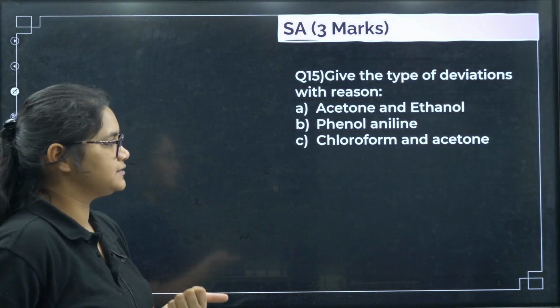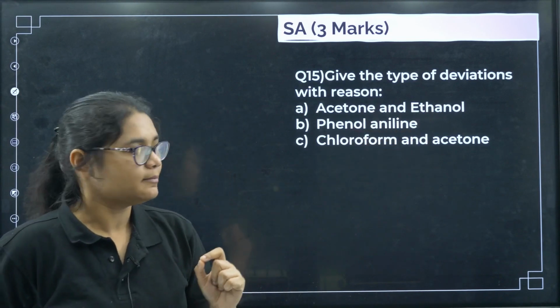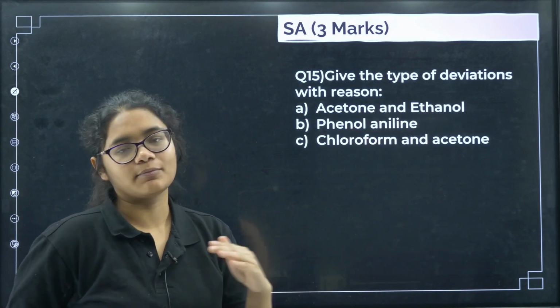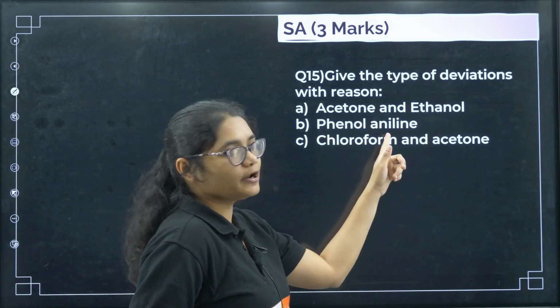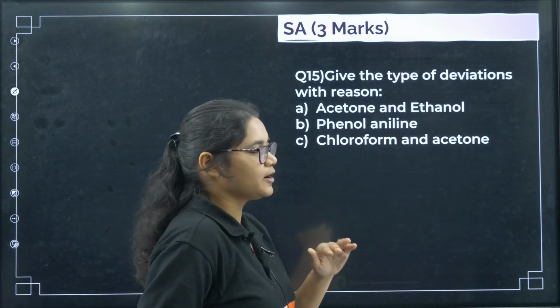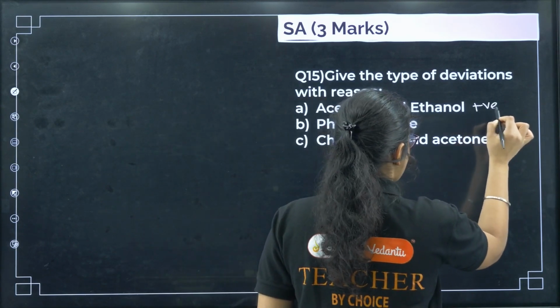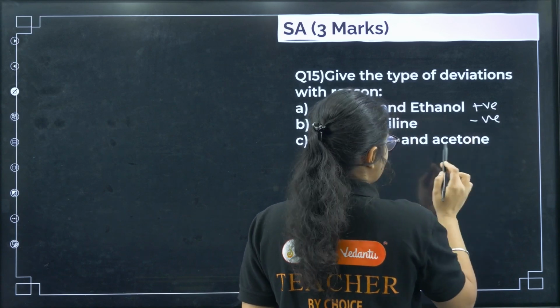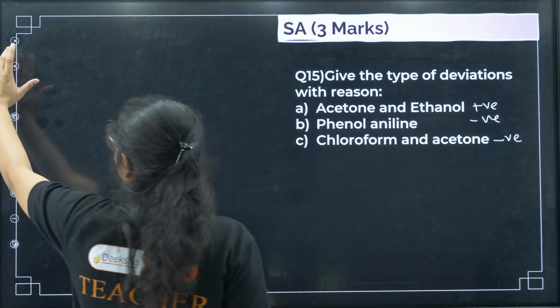So first is your acetone and ethanol. So you know in ethanol we have strong hydrogen bonding, but when you add acetone to that, the bonding is disrupted. So it is a positive deviation. Phenol and aniline can have strong hydrogen bonding, so it is a positive deviation. Again, sorry, it is a negative deviation. So this one is positive, this is negative. Then chloroform acetone can also have strong intermolecular forces, so that is also negative deviation.